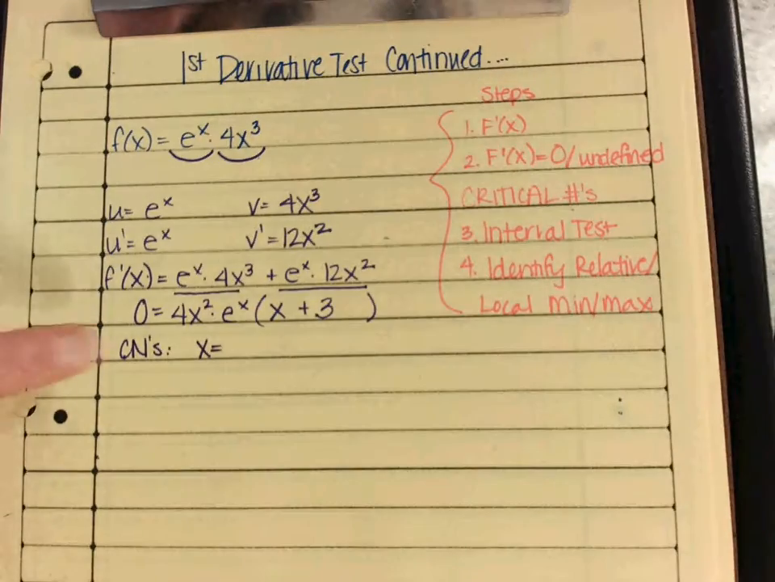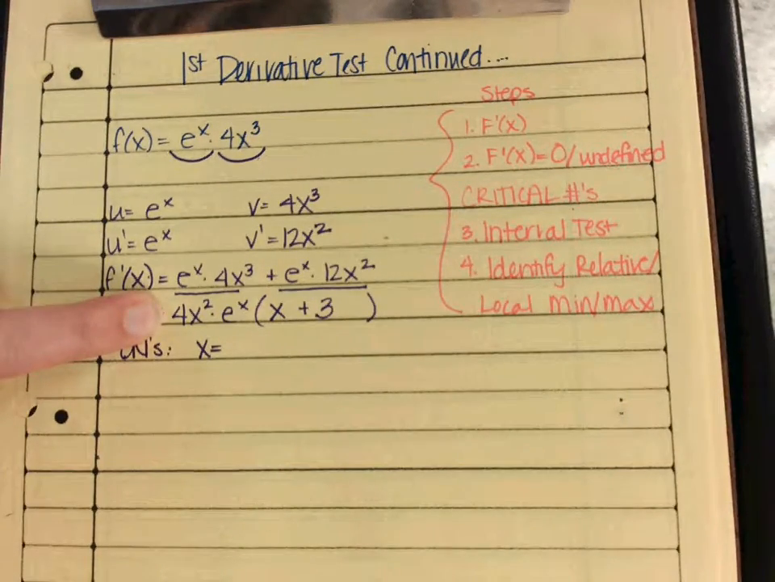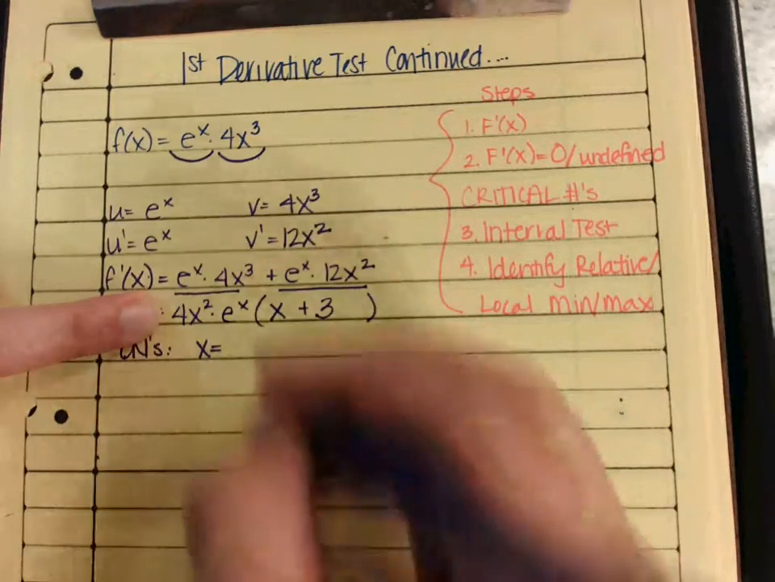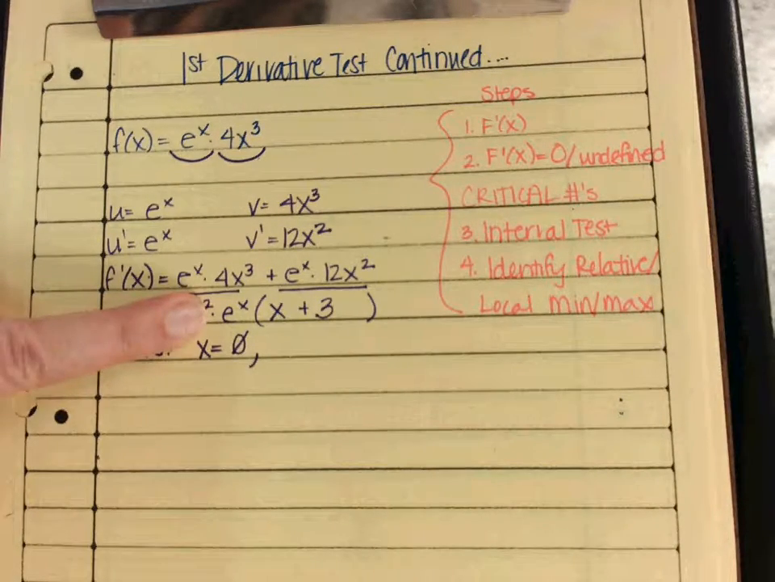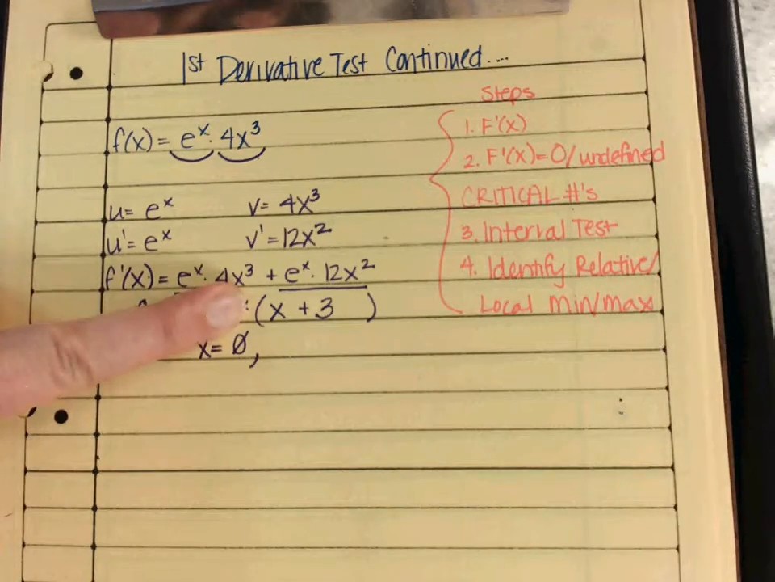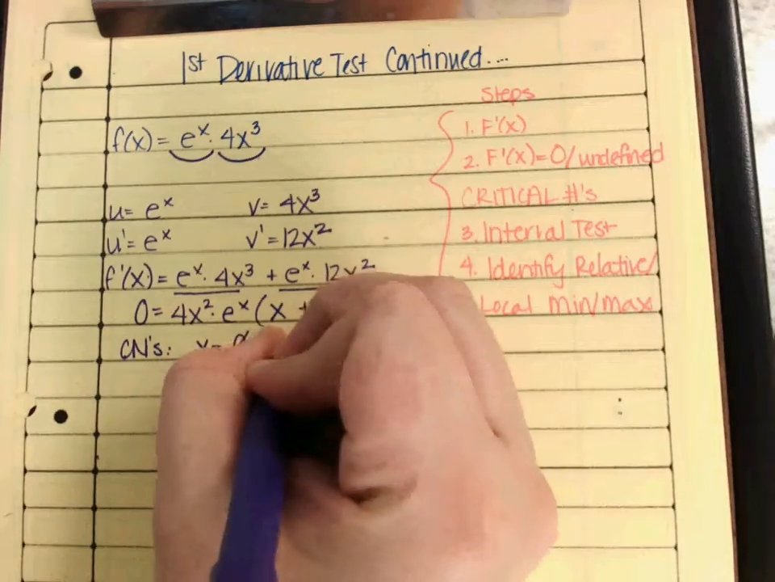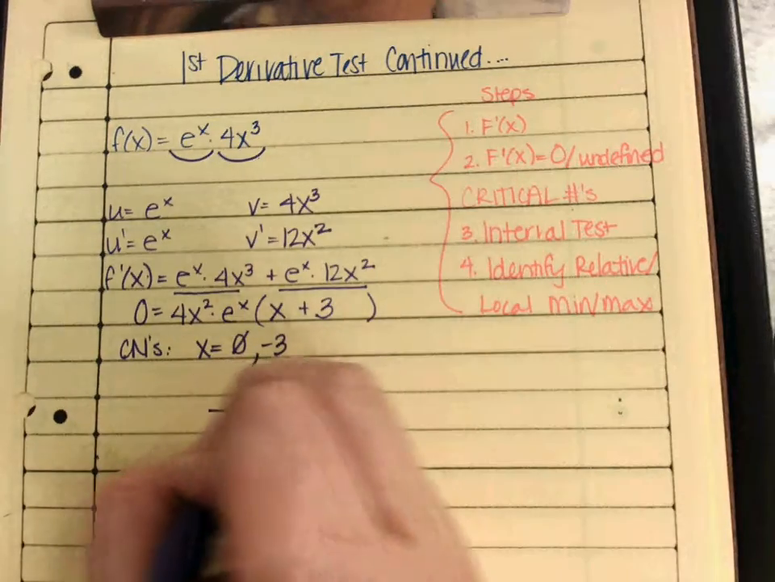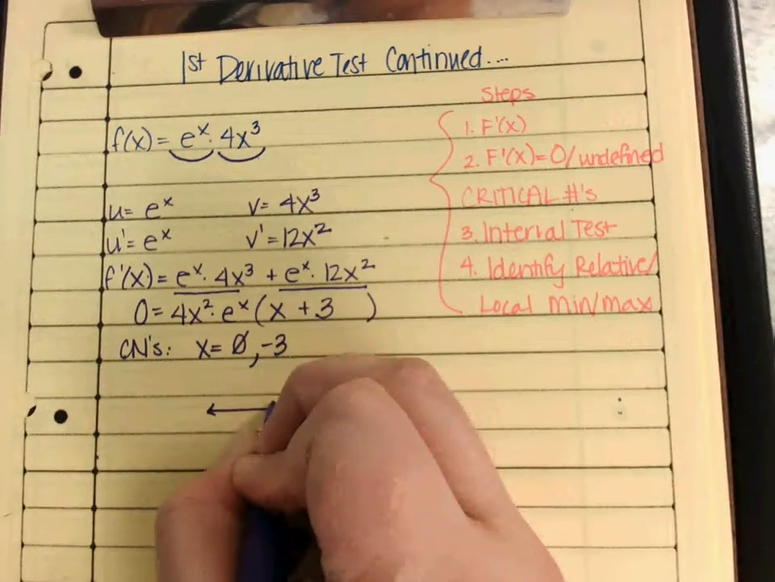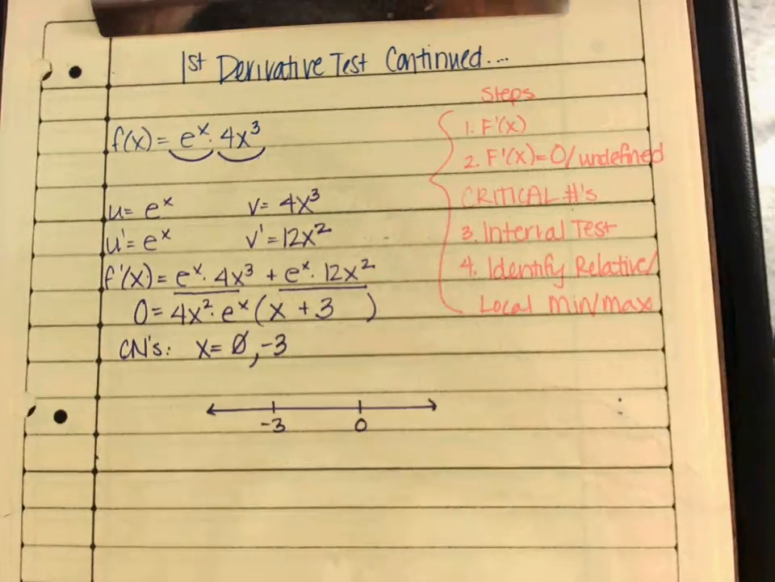When 4x squared is GCF to the front, what x value goes with that when it's outside? 0. Will e to the x ever equal 0? No, so I don't get an extra answer from that. But what about x plus 3? What will make that 0? Negative 3. So I got two critical numbers. Then remember yesterday we learned you set up a number line. Negative 3 and 0 go on the number line.